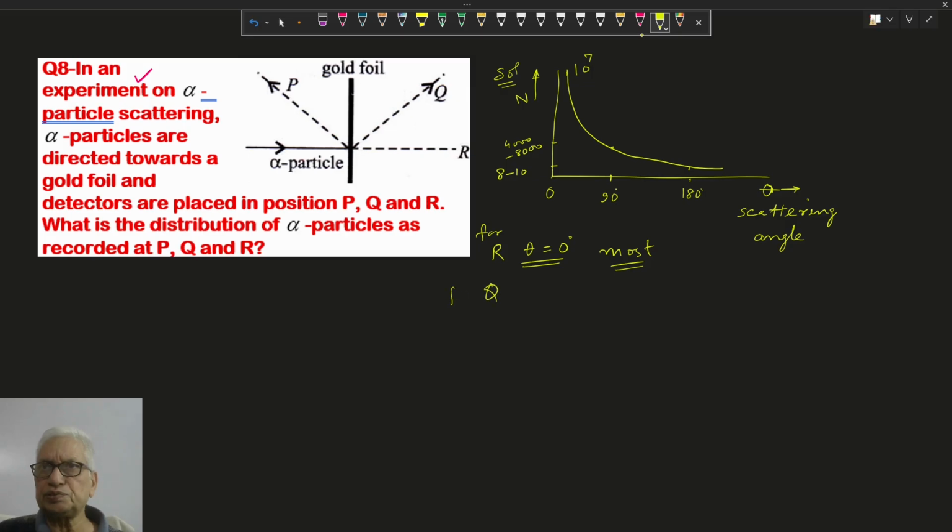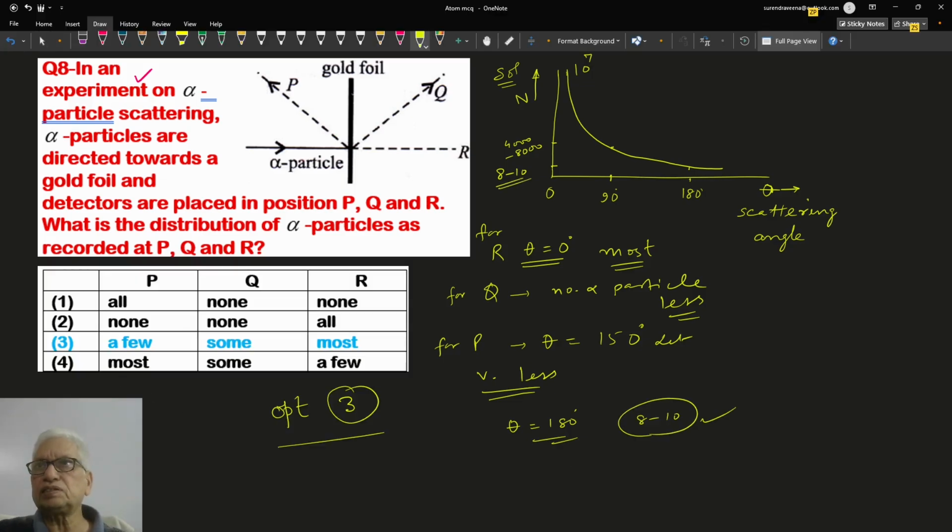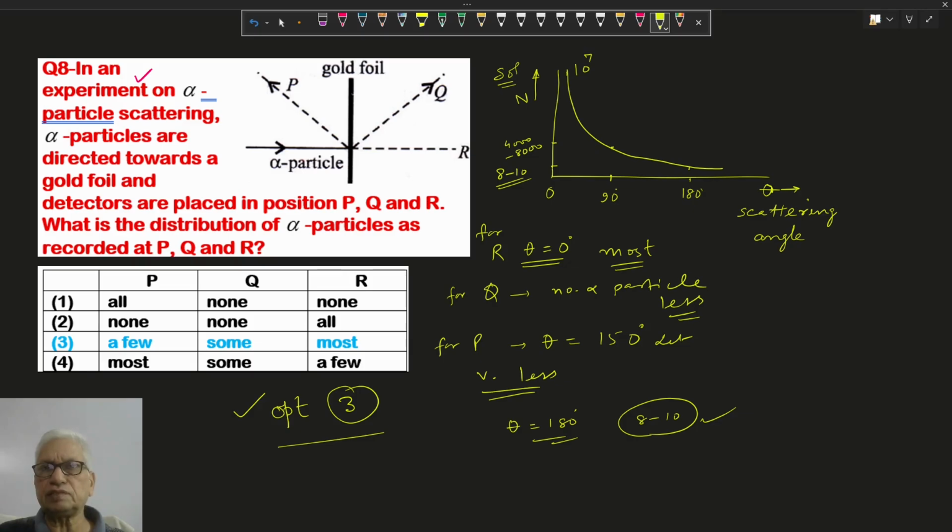Here for Q, the angle may be some intermediate value, and a number of alpha particles are moving here. Now for P, maybe the angle is 150, 160, 145 like that. Very few alpha particles are scattered here. If theta is equal to 180 degree, it is very less, 8 to 10 only. Very few. So as per this information, option 3 is correct. For P, very few. For Q, some. For R, most of the alpha particles move almost without deviation. So option 3 is correct.